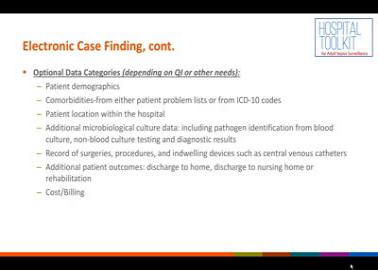Now, depending on your quality improvement needs, you may want to collect other optional data categories, including patient demographics, comorbidities, patient location within the hospital, additional microbiologic data, including pathogen identification, records of surgeries, procedures, and indwelling devices, additional patient outcomes like discharge to home, to a nursing home or rehab, and cost and billing data.